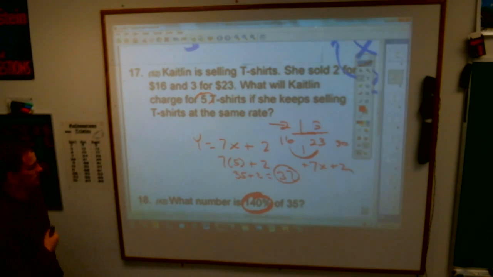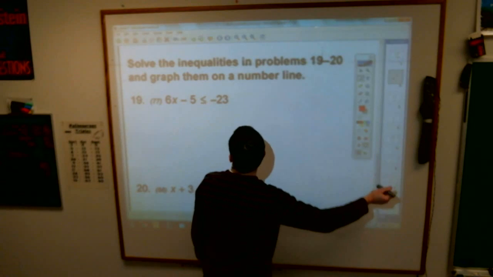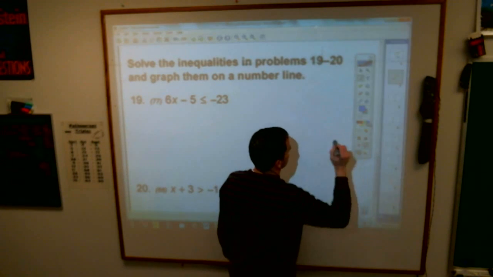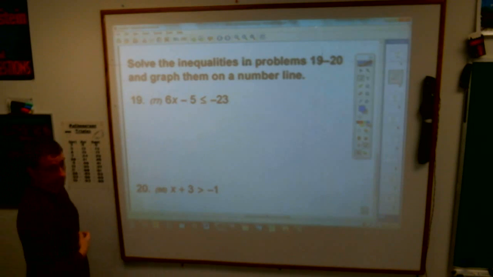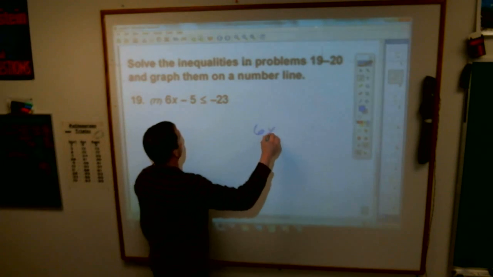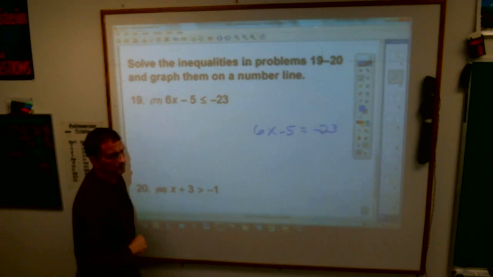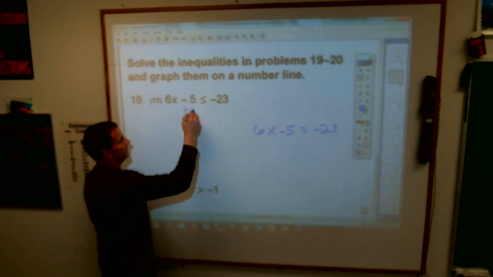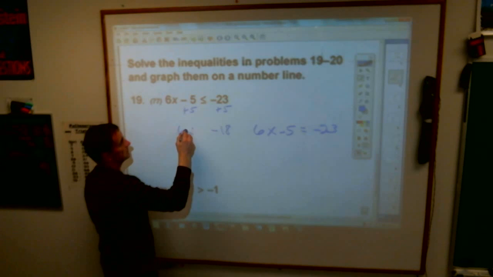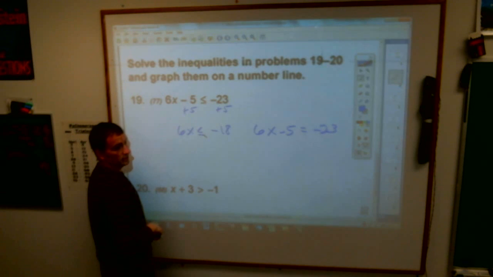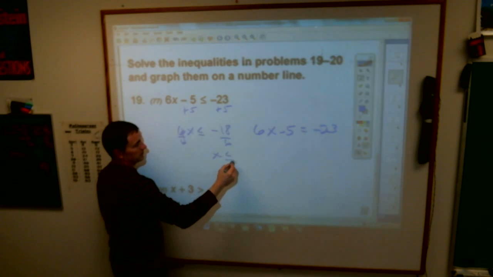Stritzel, how do you do 19 and 20? Both at one time or at different times? Well, 19 is just like solving an equation. If I had 6x minus 5 equals -23, how would you solve that? So I add 5. -23 plus 5 is -18. And then the last thing you would do is divide by 6. And that's where x is less than or equal to -3.